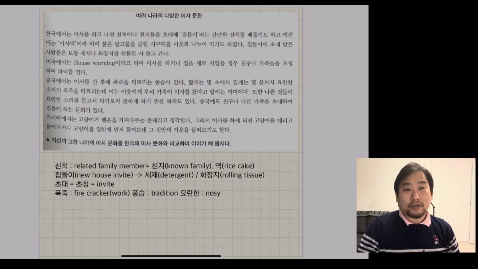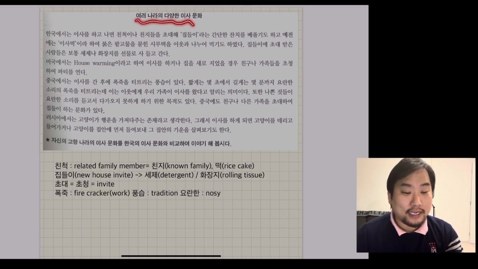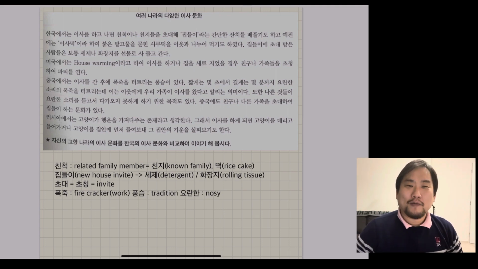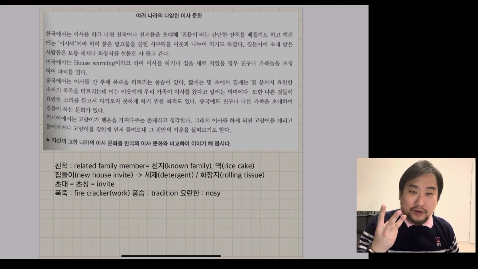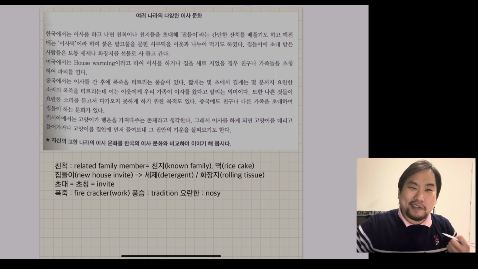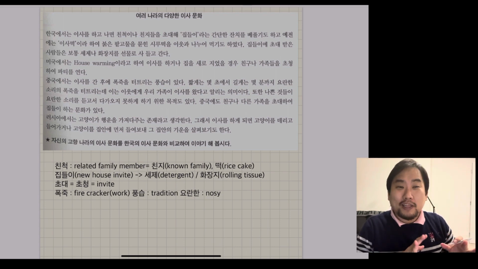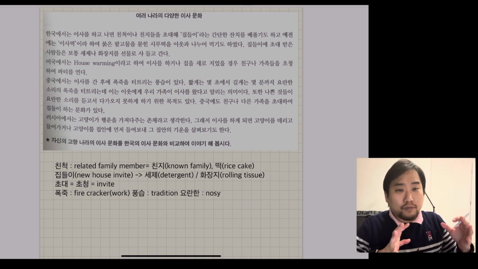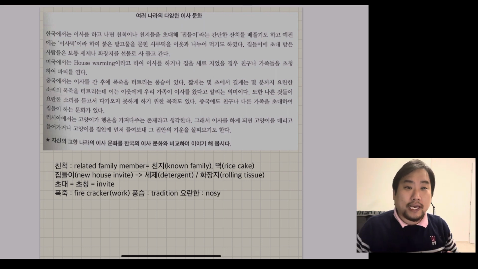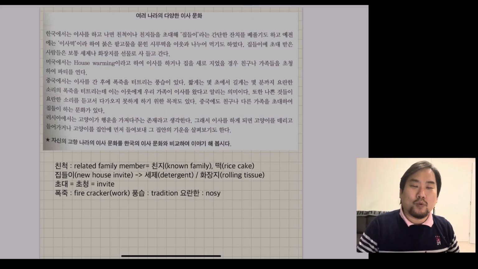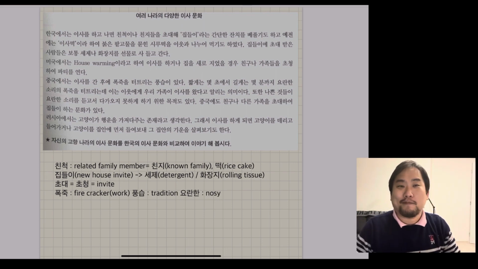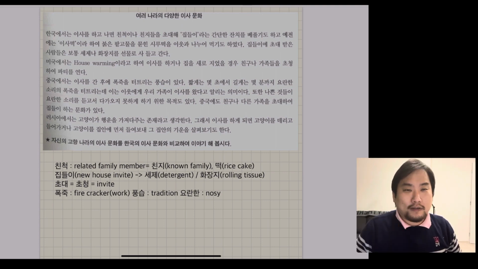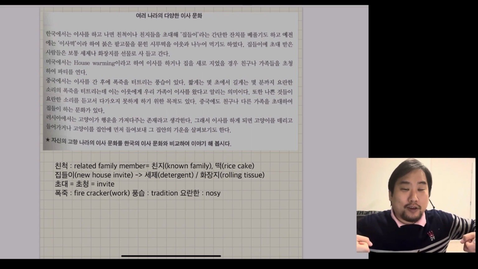So the last part, the cultural note, is 여러 나라의 다양한 이사 문화. Many countries' moving cultures. If we are level 2 or 3, we are going to deal with 집들이, right? In Korea, when your friend or colleague moves to a new house, we say 집들이. So what gift are we bringing? 집들이. First is 휴지 and 세제. Do you know why Koreans bring 휴지 and 세제?